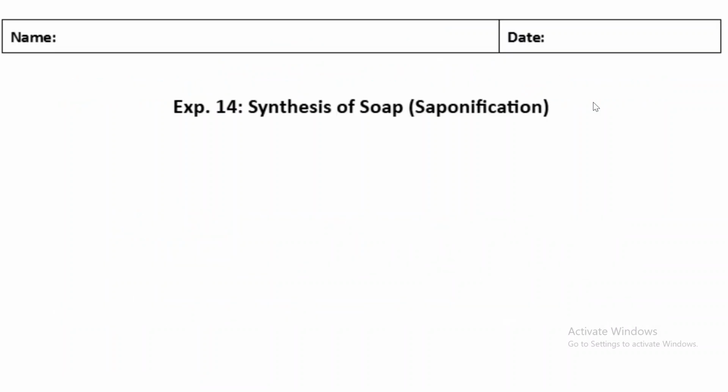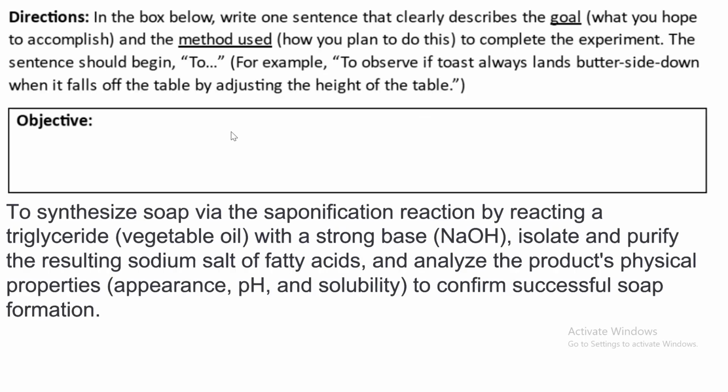So again, the first thing you want to do once you open up your lab report template, put your name on the top left and put the date in which you are completing experiment number 14. So again, for every experiment, the directions state in the box below, write one sentence that clearly describes the goal, what you hope to accomplish, and the method used, how you plan to do this to complete the experiment. The sentence should begin with "to," for example, to observe if toast always lands butter side down when it falls off the table by adjusting the height of the table.